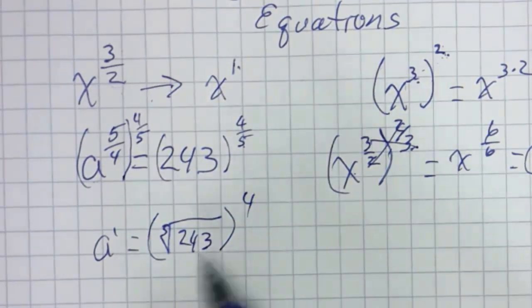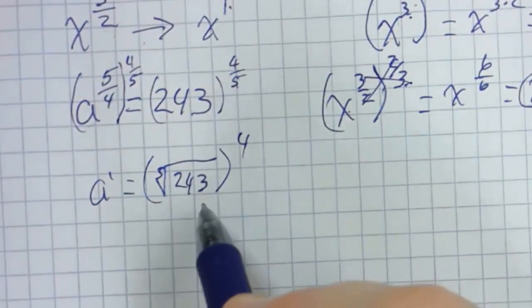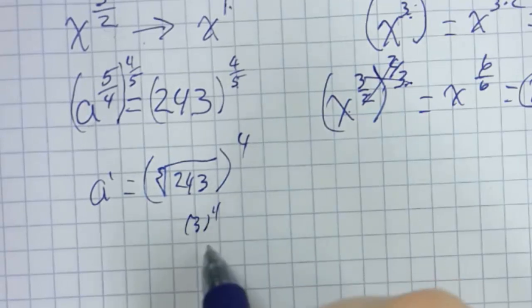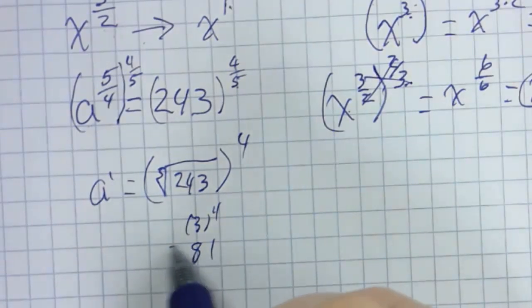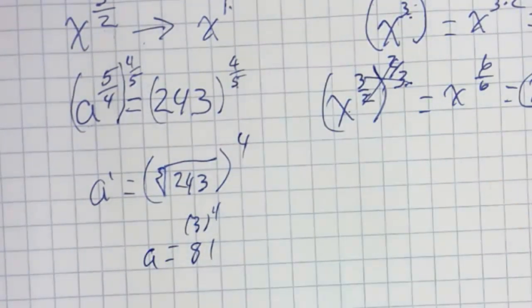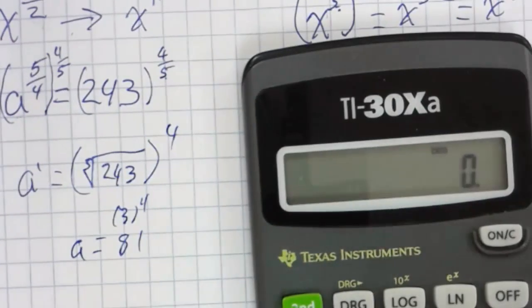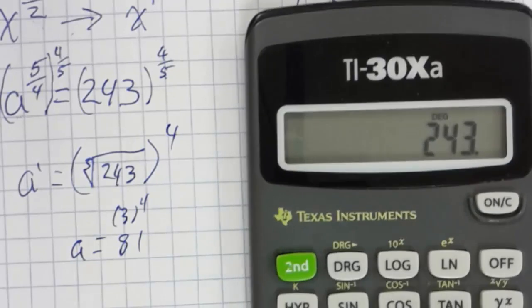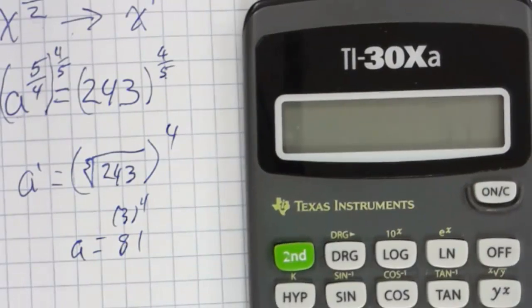Now, if you don't have a calculator, this is the way you'd want to set it up, because the 5th root of 243, I believe that is 3. And then we take 3 and raise it to the 4th power, and 3 to the 4th power should give us 81. So a should equal 81, but we can verify that with a calculator by raising 243 to the 4/5 power. We hit equals, and we can see it does equal 81.